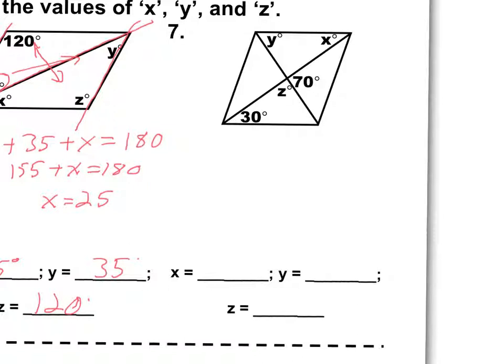All right, how about this one? In my opinion, z is going to be the easiest one to find. Why would I say that z is going to be the easiest one to find? Well, because 70 and z are a linear pair. They make a straight line together right here. So if this is 70, what does z have to be to finish off the 180? 180 minus that 70 gives us 110 degrees. So if z is 110, that means this guy right here is 110.